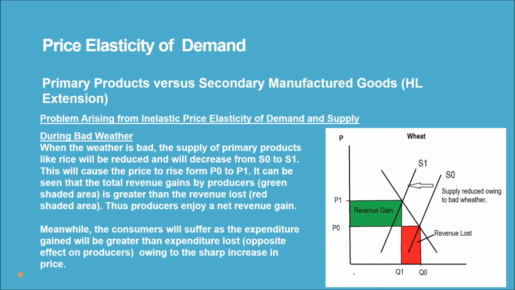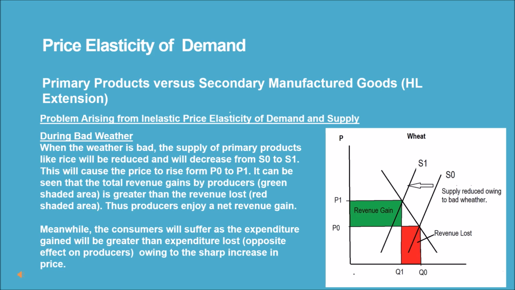Problem arising from inelastic price elasticity of demand and supply. During bad weather, the supply of primary products like rice will be reduced and will decrease from S0 to S1. This will cause the price to rise from P0 to P1.